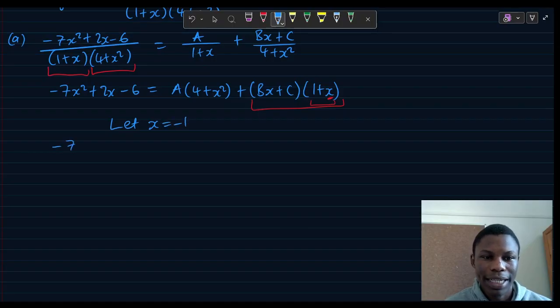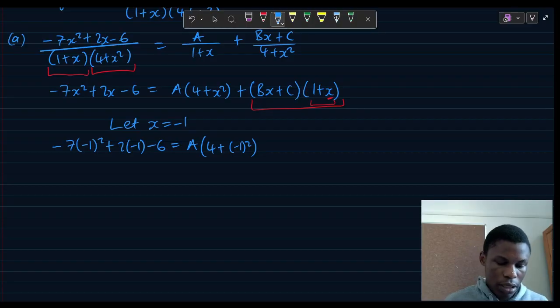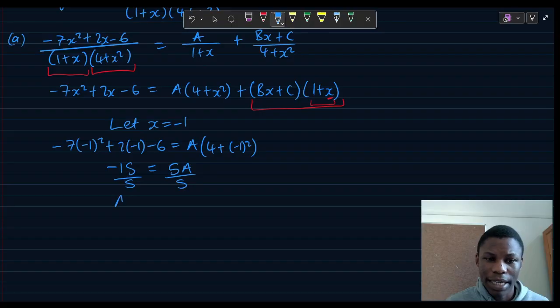So on the left, we've got negative 7 times negative 1 squared plus 2 times negative 1 minus 6 is equal to a multiplied by 4 plus negative 1 squared. Okay. So the left-hand side simplifies to negative 7, negative 2, negative 6, which is negative 15. And on the right, we've got 4 plus 1, which is 5, so 5a. Divide both sides by 5. You get a is negative 3. So now we know what a is.